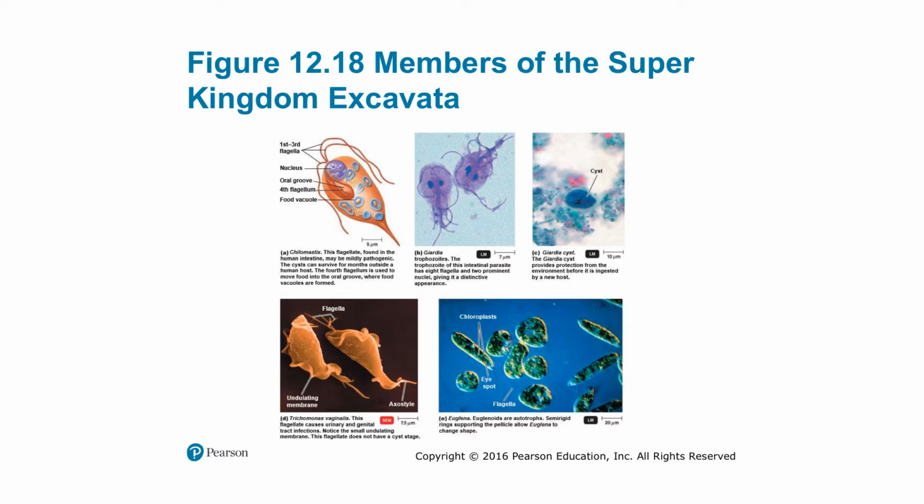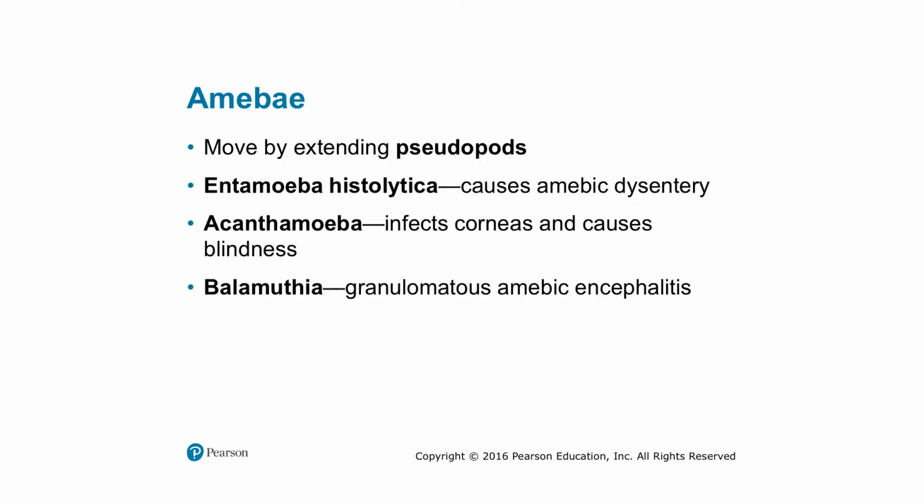Giardia, this is the trophozoite, and this one is an intestinal parasite and can make you very sick. Giardia cysts, so this is the cyst form of that. The Trichomonas vaginalis, this is the flagellate that causes urinary and genital tract infections. The small undulating membrane here can be noted. And this flagellate does not have a cyst stage as well. The euglenoids are autotrophs, which means they can make their own food, and the rings supporting the pellicle allow the euglena to change shape.